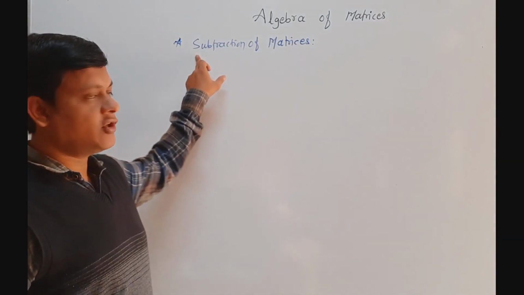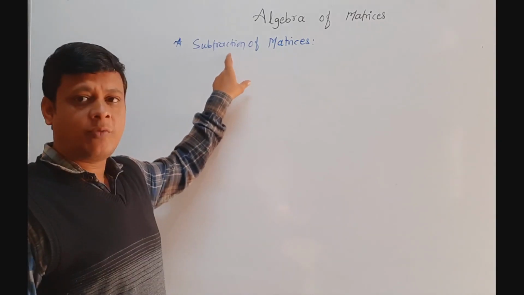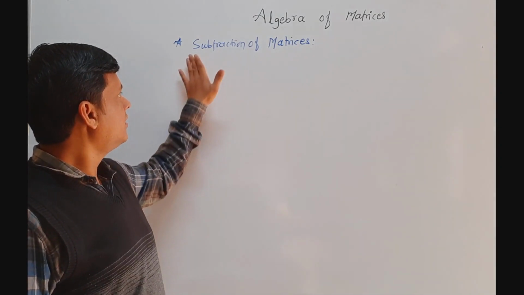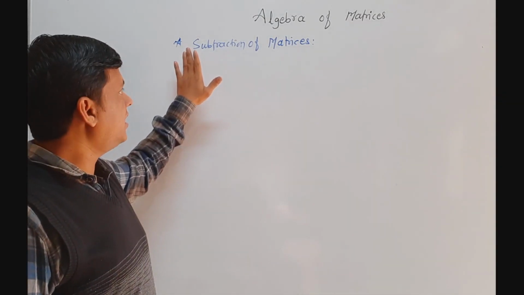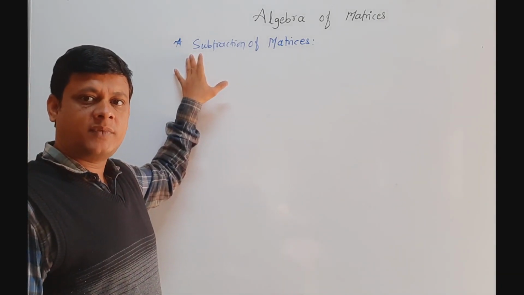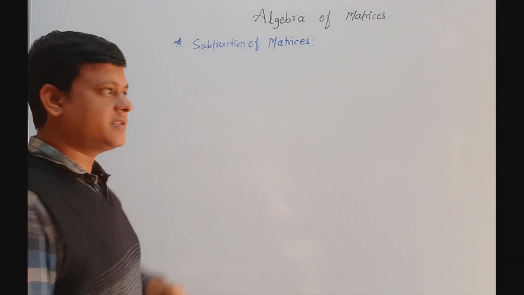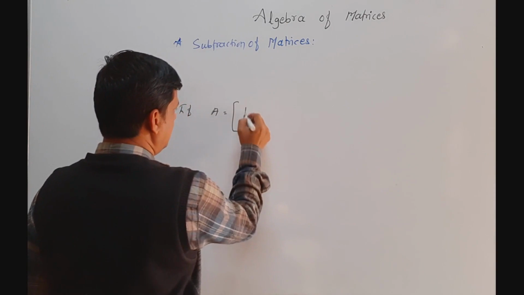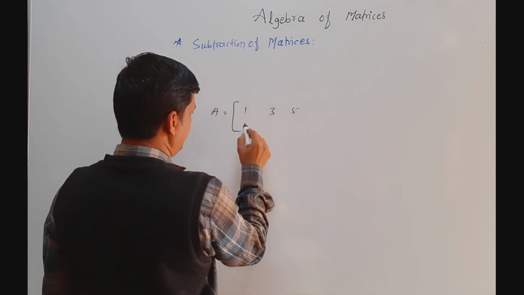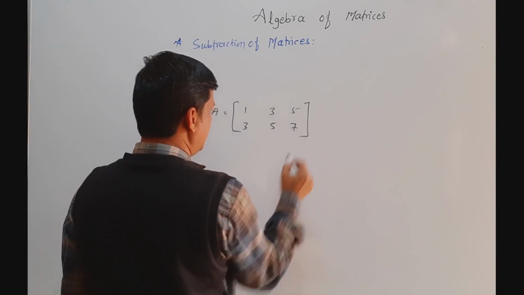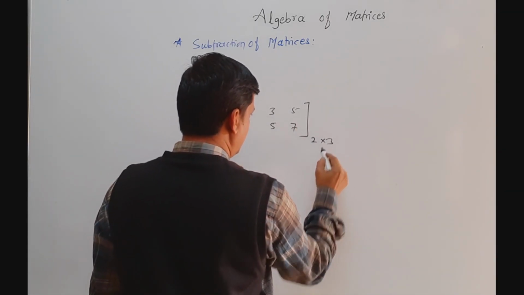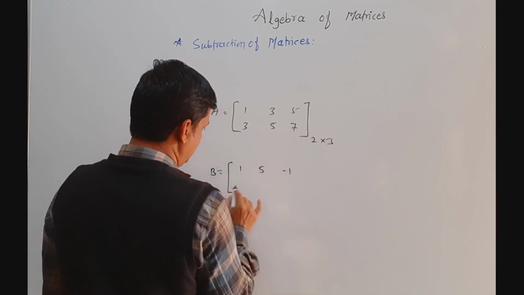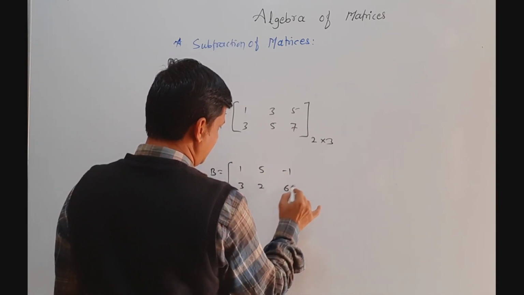Then next, subtraction of matrices. As we discussed in addition of matrices, if the order of the matrices is same, we can add those two matrices. So the same case for subtraction of matrices. If the order of the matrices is same, then we can subtract them. So see here, if A equals 1, 3, 5, 3, 5, 7 as the elements of matrix A, which is of order 2 by 3, and matrix B equals 1, 5, minus 1, 3, 2, 6.